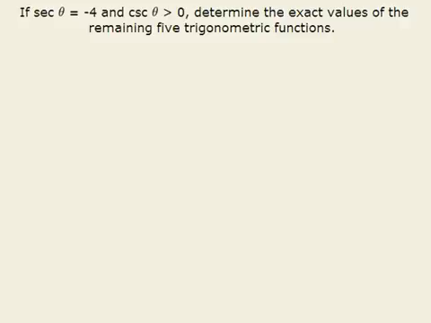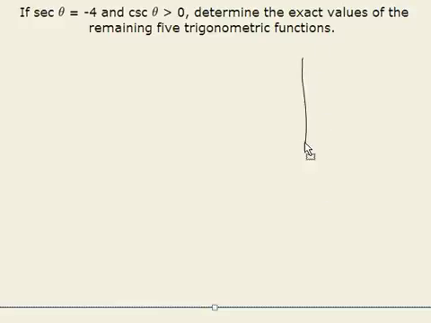If secant theta is equal to a negative 4, but cosecant is positive, determine the exact value of the remaining trigonometric functions. The first thing we want to do is try to find which quadrant the terminal side of our angle theta will lie.